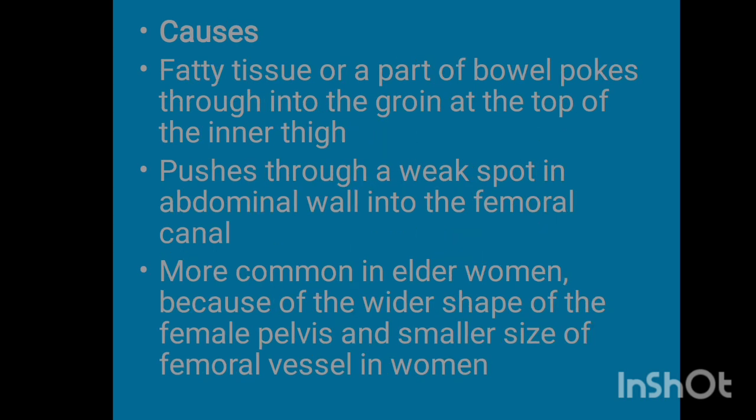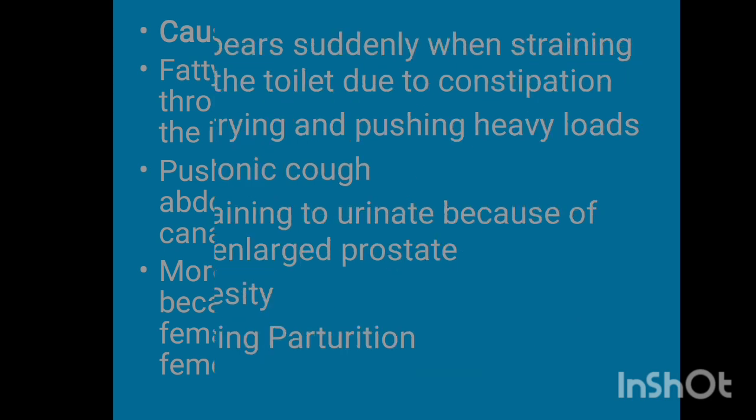Causes of femoral hernia. Fatty tissue or a part of bowel pokes through into the groin at the top of the inner thigh. It pushes through a weak spot in the abdominal wall into the femoral canal. It is more common in elder women because of the wider shape of the female pelvis and smaller size of the femoral vessel in women.